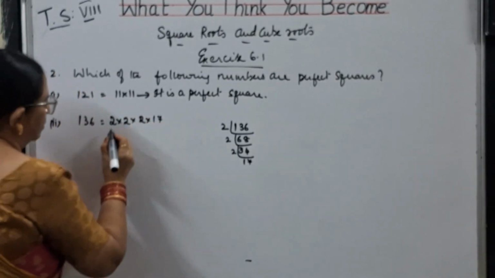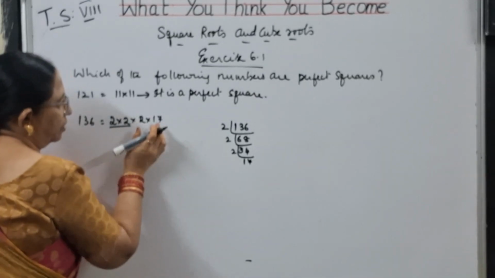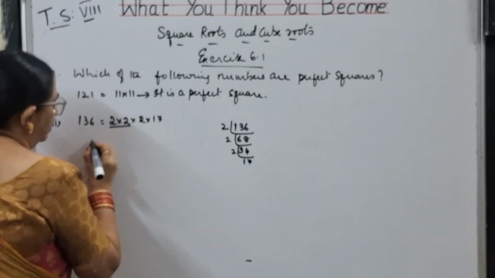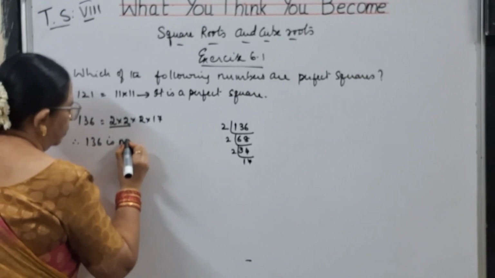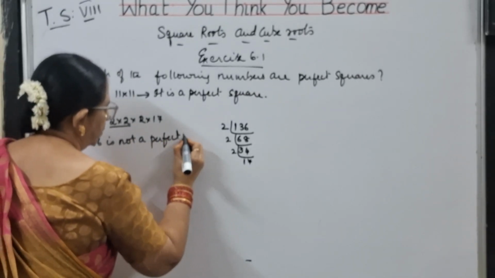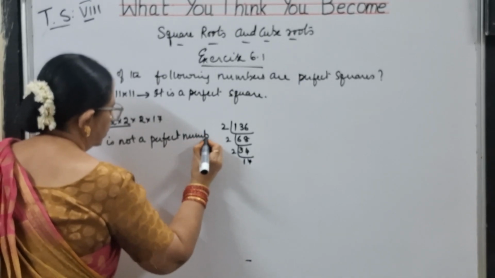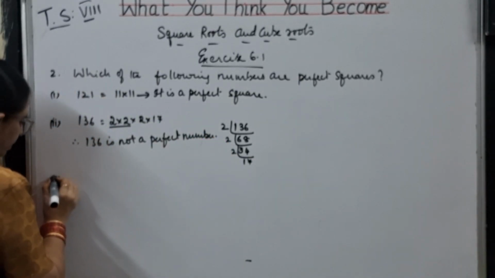So in this, these two can be made as one group, but the others you have got separately. There are no pairs for it. Therefore, we will say that 136 is not a perfect number. By finding prime factorizations only, you can understand.